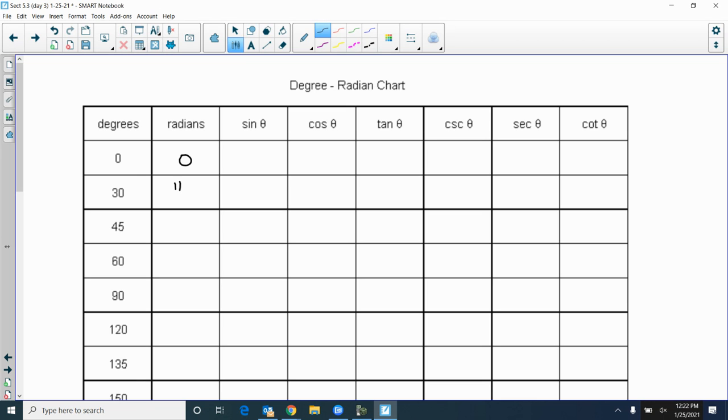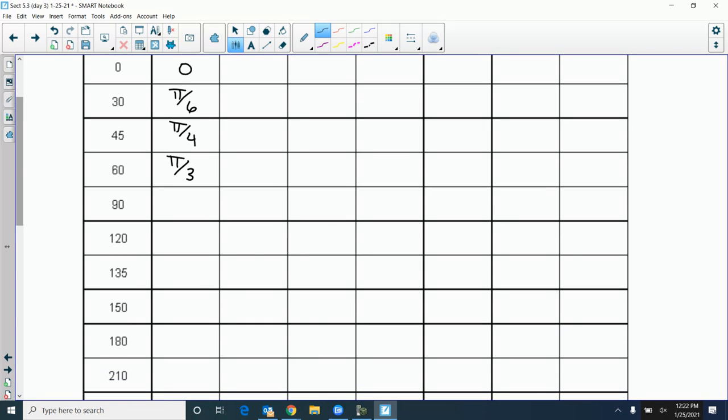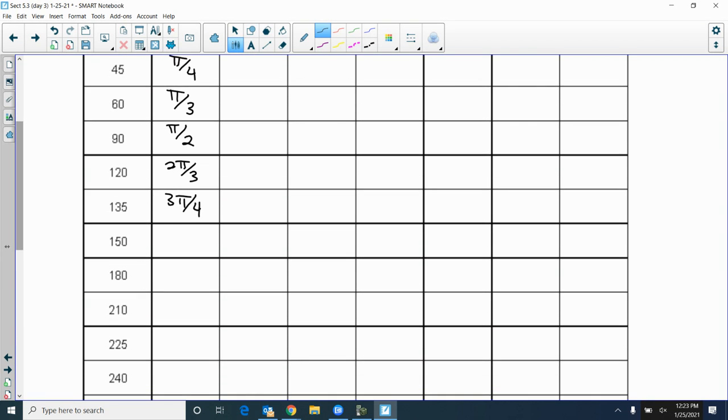30 degrees, pi over 6. 45 degrees, pi over 4. And 60 degrees is pi over 3. Remember, you multiply by pi over 180, that's how you get them. But if you memorize those three, everything falls from there. 90 degrees is a multiple of 45 or 30, but it reduces to pi over 2. 120, 2 pi over 3. 3 pi over 4. 150 is 5 pi over 6.